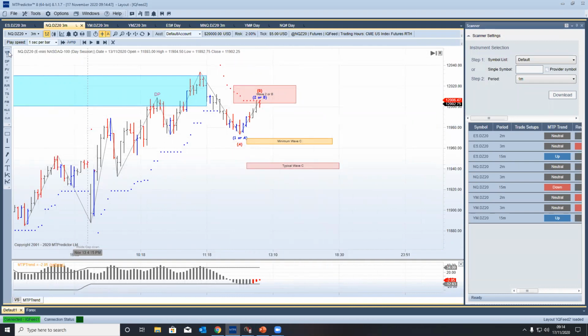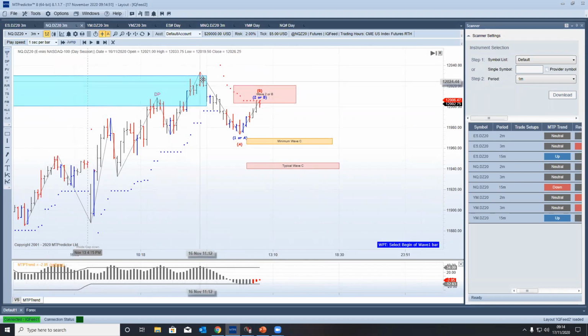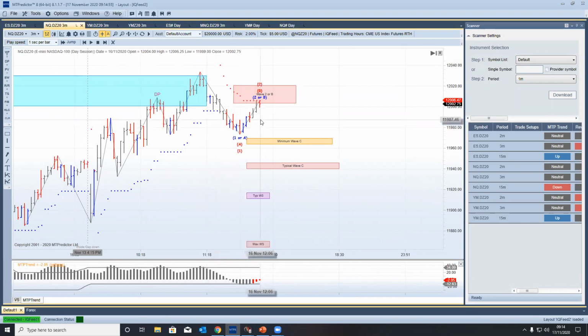If you want to do the same for a wave 3, you do it for a wave 3. Same clicks. There'd be your target for a wave 3. So do you see how you can place this all on the chart at the time?